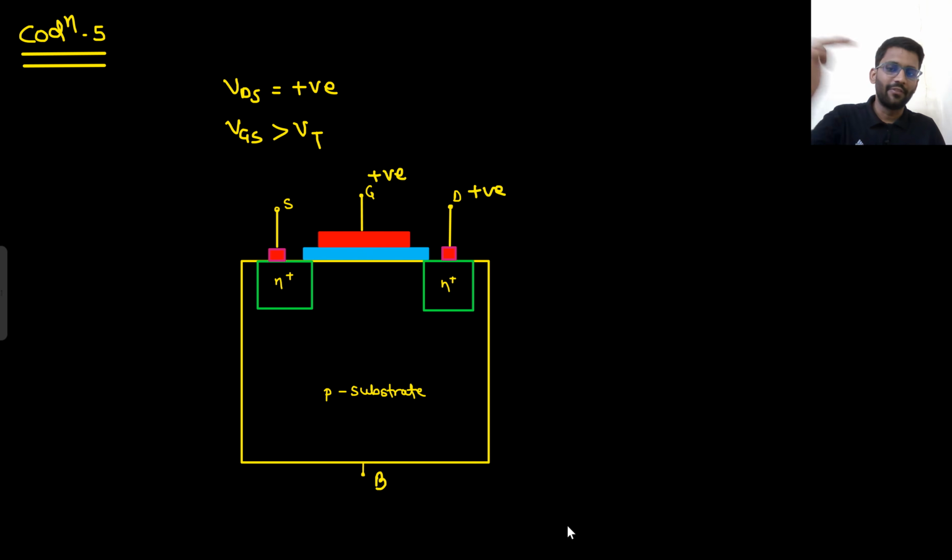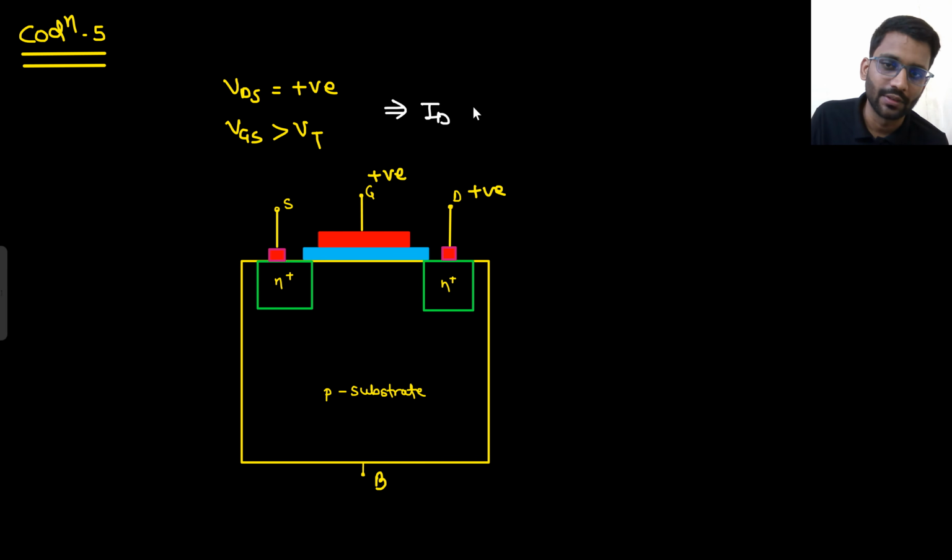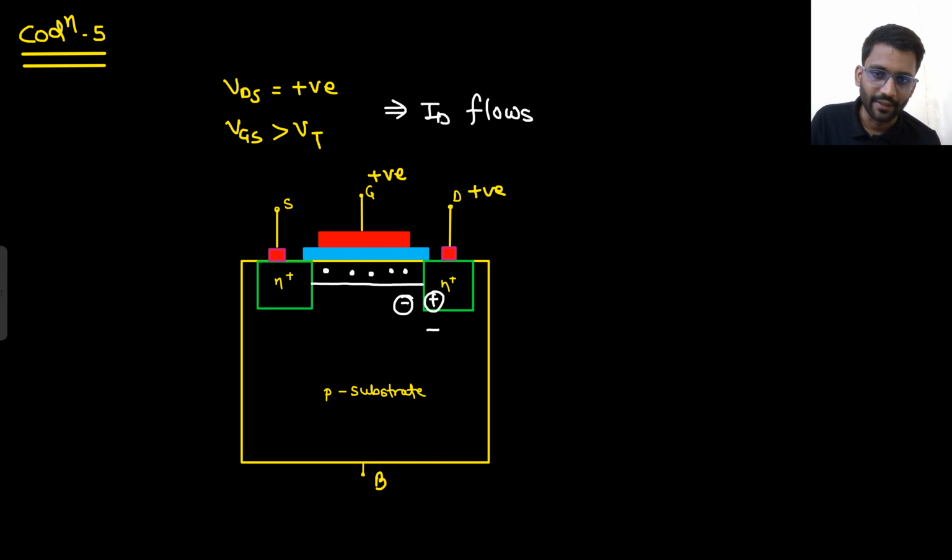So now, if my VDS is positive and if I apply VGS greater than Vt, that means now the current will flow. ID flows. How does it flow? Because VDS is positive, and VGS is greater than Vt, that means here the channel is formed. Secondly, Vd is positive, that means there is a high electric field. Because of this high electric field, these electrons will travel.